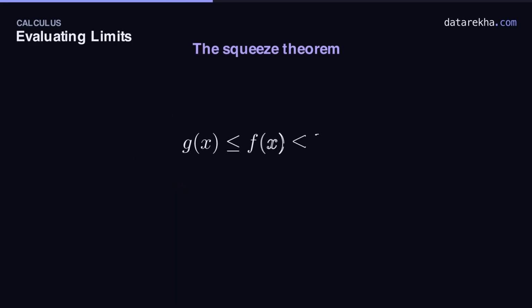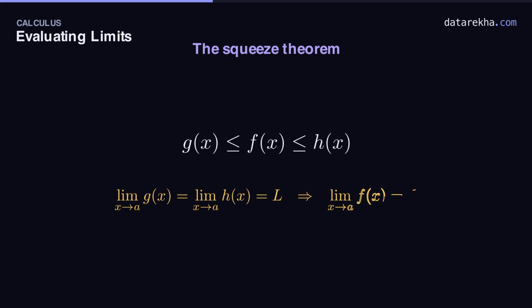Tool 3 is the most beautiful of the lot. The squeeze theorem, also called the sandwich theorem. The idea is pure geometry. Trap your function between two others. If the two outer functions both head to the same value L at a point, the one caught in the middle has nowhere else to go. It's squeezed to L as well.